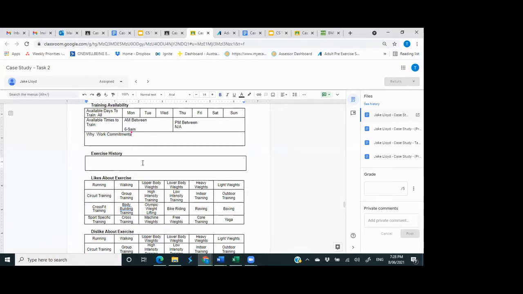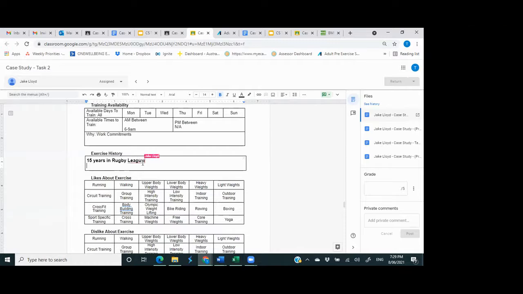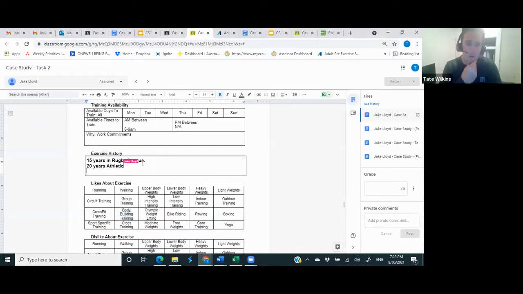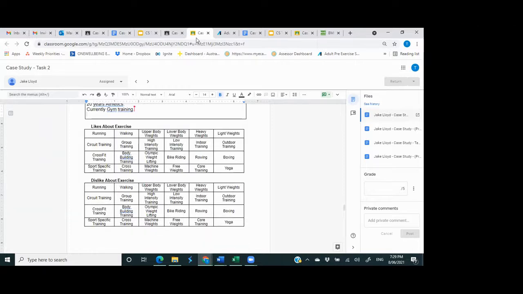Exercise history. 15 years rugby league, 20 years athletics, I guess. Yeah. And then just write down, you know, currently gym training. Sweet. All right.